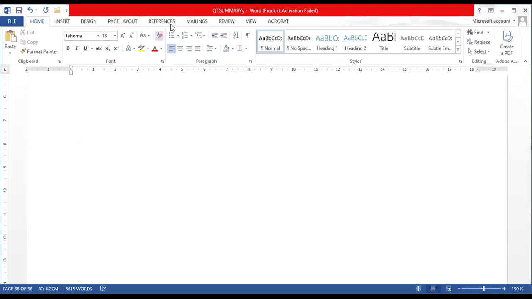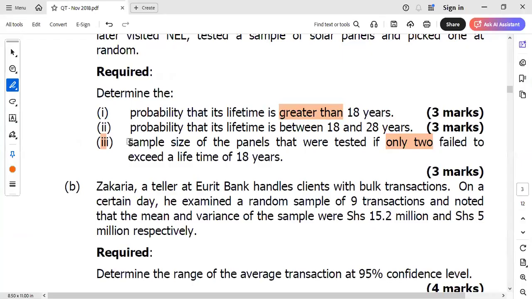So, like now, what are you interested in? You are looking for the sample size. That's what you're looking for. You're looking for N. But they are telling you determine the sample size of the panels that were tested. If only two failed to exceed, now you have two that failed to exceed. The two panels failed to exceed a lifetime of 18 years. So what does this mean?